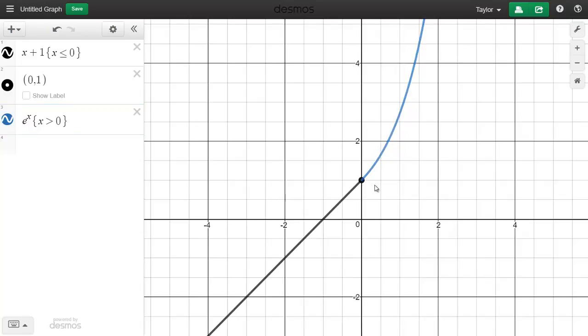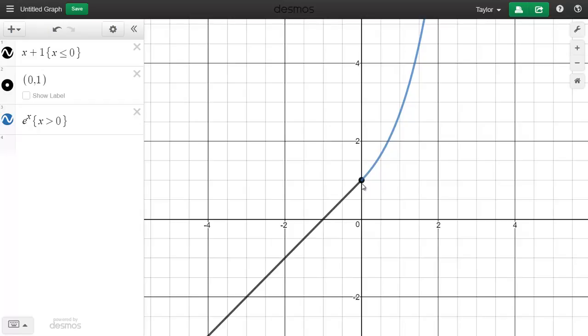So f of c exists. Again, f of c is 1. That's the black dot. And the limit also exists, and the limit equals f of c. We saw that the limit equals 1. Thus, this function is continuous at 0. So we know it's continuous on the black part, we know it's continuous on the blue part, and we know it's continuous at that point. Thus, this function is continuous everywhere.